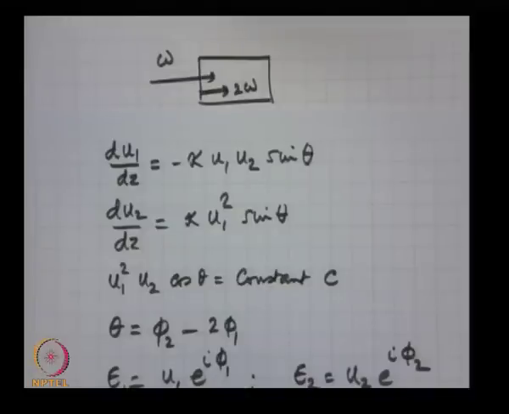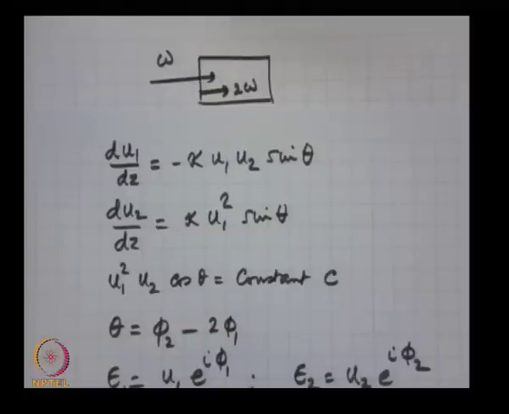So because u1 and u2 are functions of z, the only way I can have this as a constant of motion is theta becomes plus pi by 2 or minus pi by 2 automatically. Now the minus pi by 2 solution is not allowed. So it becomes plus pi by 2 and it maintains plus pi by 2. The phase at which the second harmonic gets generated is automatically chosen by the interaction process such that phi 2 minus 2 phi 1 remains plus pi by 2 as the waves propagate.